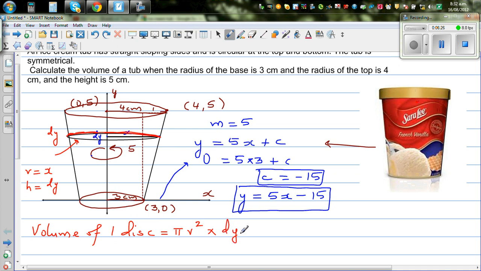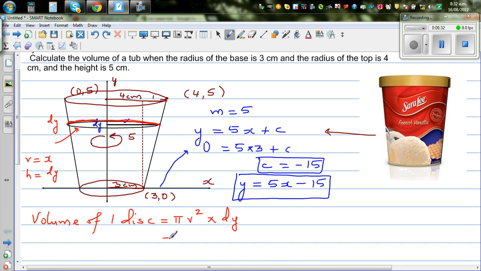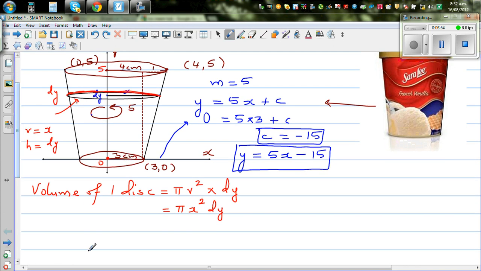So the volume of one disk would be pi r squared times dy. And your r is nothing but x. So this is pi x squared dy. And if you add all the disks from 0 to phi, you'll get infinite disks from 0 to phi. And if you add all these infinitely thin disks, you'll get the volume of this ice cream tub.